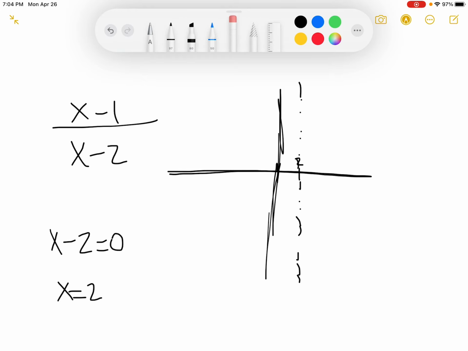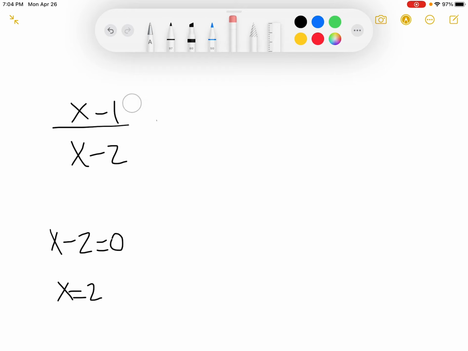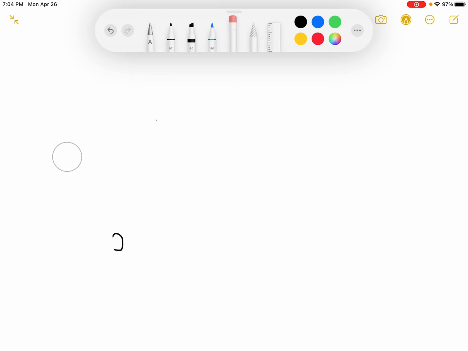Simple. So there could be obviously more complicated ones where you have to factor, but I'm not going to go through that right now because that's not the purpose of this video, but you just set the denominator equal to 0 and you solve.